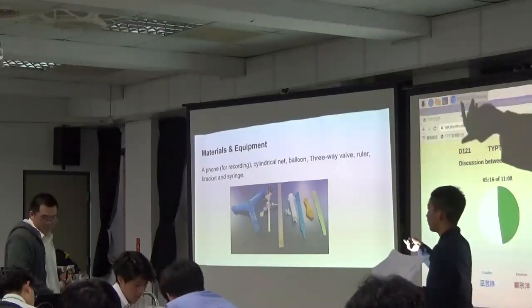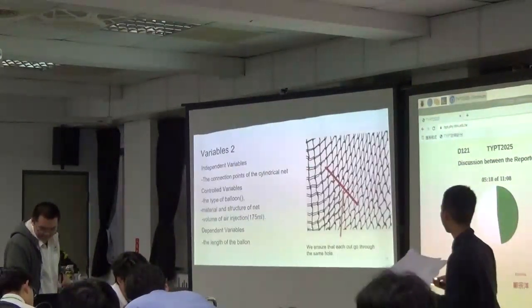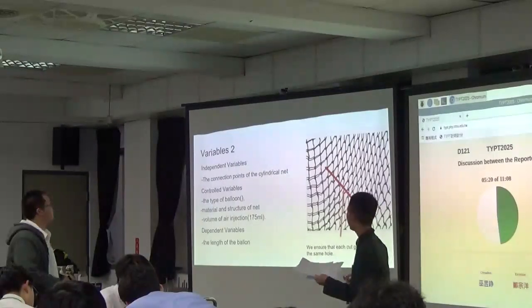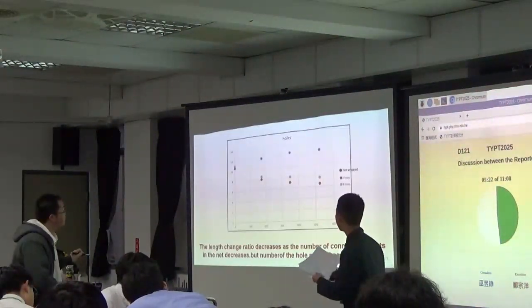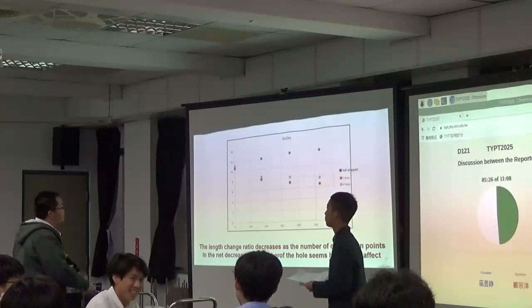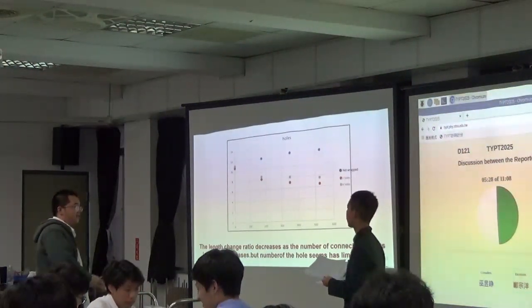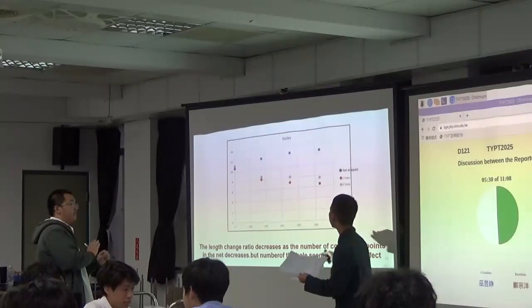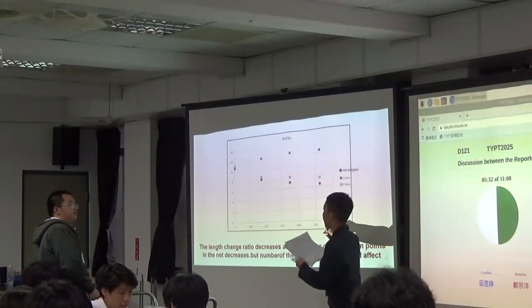Can you turn to page 15, please? How did you measure the volume of the balloon? So it's an accumulation of the syringes' area. So this is the air you put in.